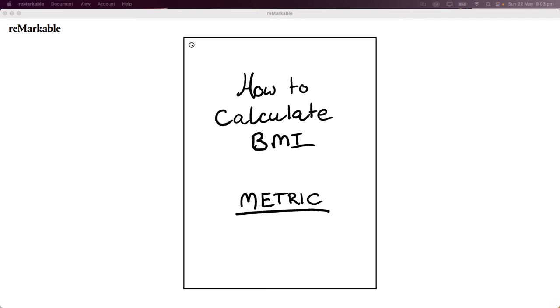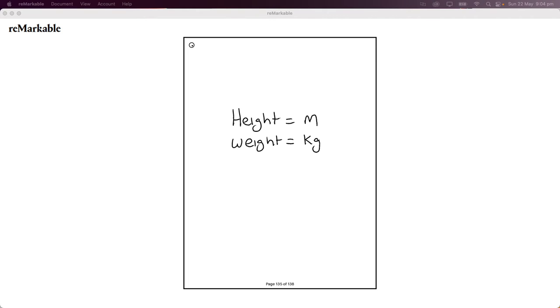So I guess to start with, we need to understand what our variables are under the metric system. We've basically got height in meters and weight in kilograms. Obviously, under both of those scenarios, there are different ways of measuring them, so just keep in mind that if you do get other measurements, you will need to convert them to those particular variables. So now we need to understand what our formula is.